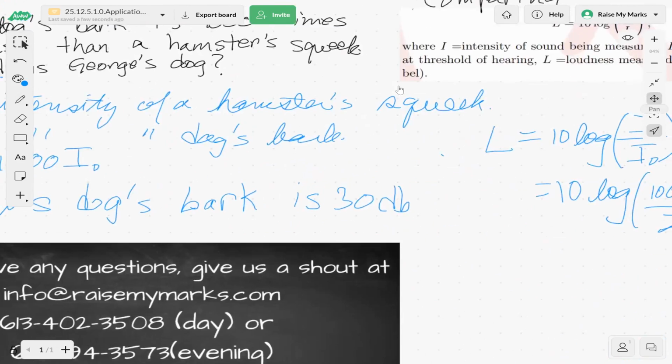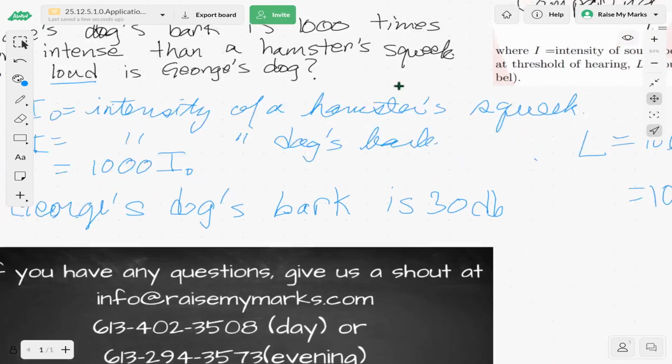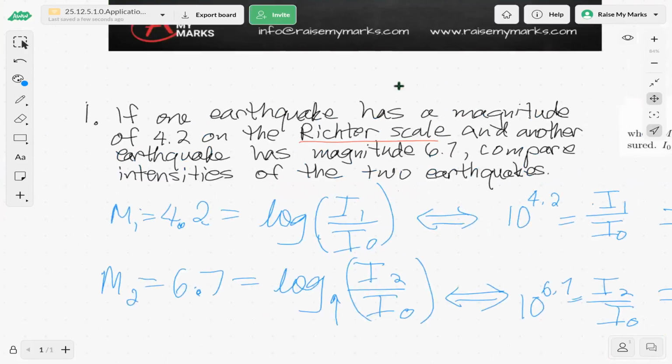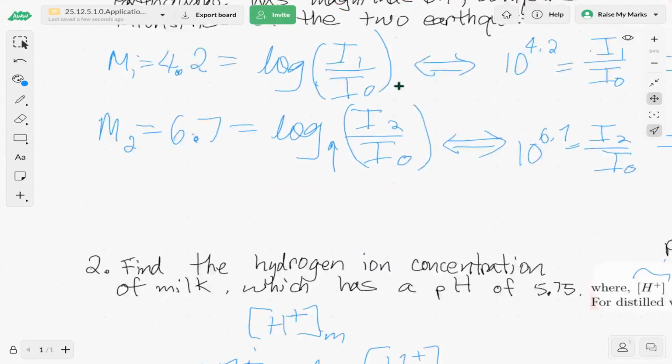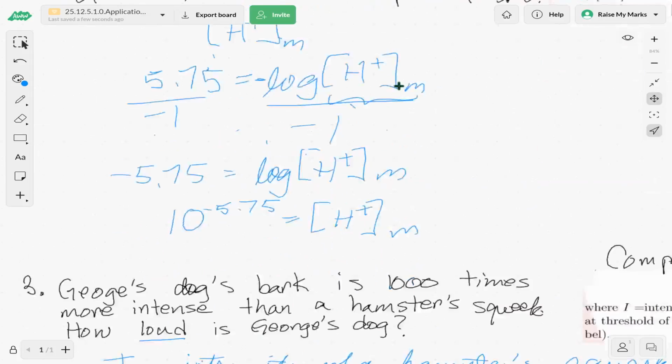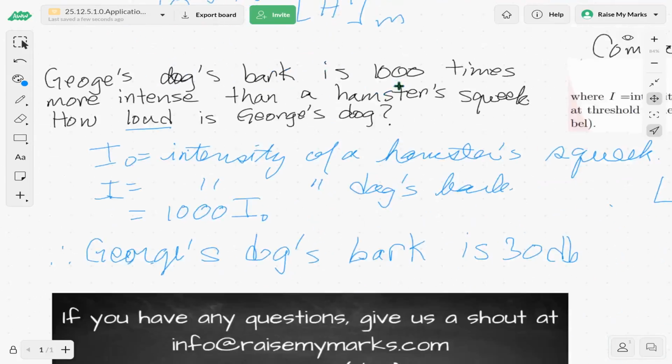Good. So you've seen 3 applications of the logarithm function. Let's go back up. One was for earthquakes with the Richter scale. One was for finding the hydrogen ion concentration or pH of something. And the last one was for sound.